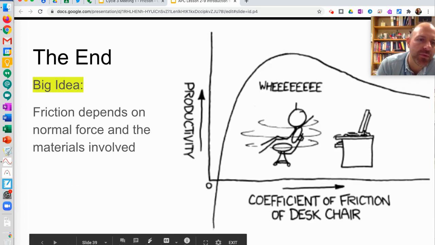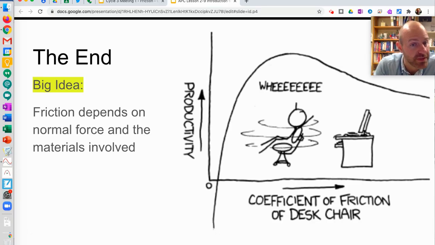All right, so the big idea with all of this is that friction depends on the normal force and the materials involved. Friction is something we have to kind of figure out experimentally. It's not something we can do purely out of theory.